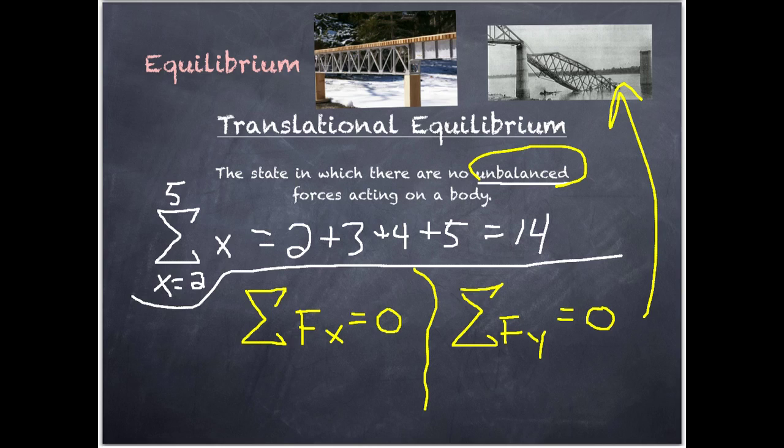Going back here to the x and y idea, we refer to x as a horizontal motion, left and right. We refer to y as a vertical motion, up and down. X is left and right, y is up and down.